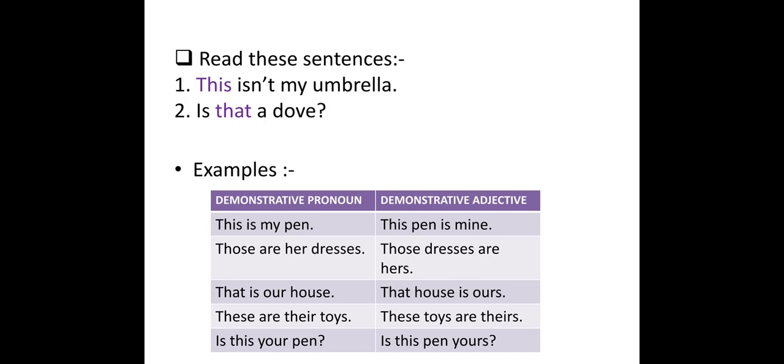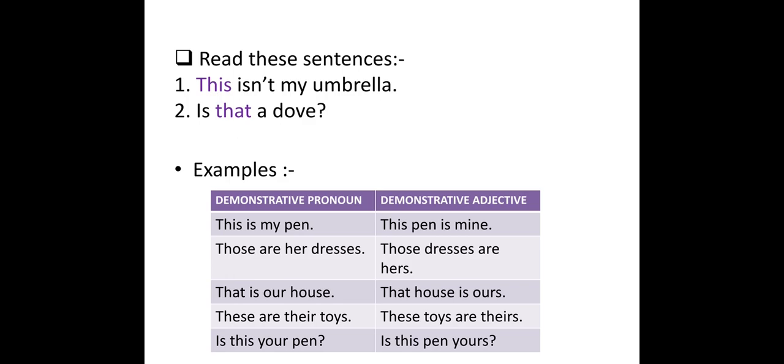Here we have demonstrative pronoun and demonstrative adjective. So children, before we start reading these sentences, you have to keep in mind that you should not get confused between demonstrative pronouns and demonstrative adjectives. An adjective always comes before a noun. So now we will see the examples.